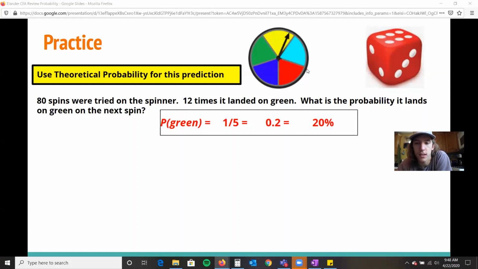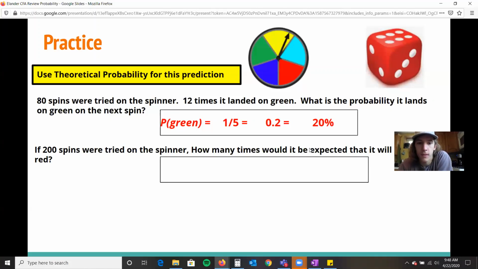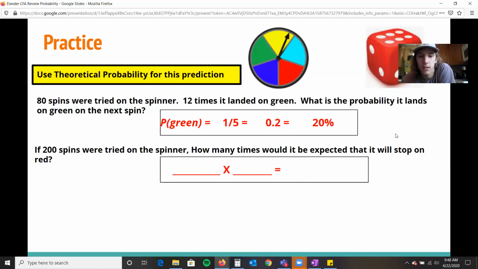Okay, so let's look at one more here. If 200 spins were tried on the spinner, how many times would it be expected that it would stop on red? We don't have any observations. We don't have an experimental probability, so we're going to use theoretical once again.